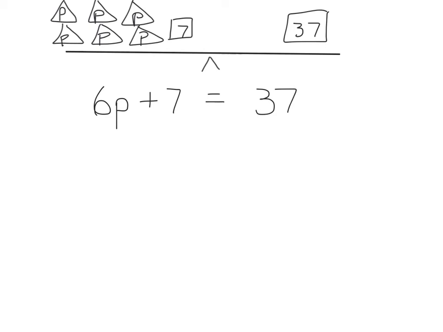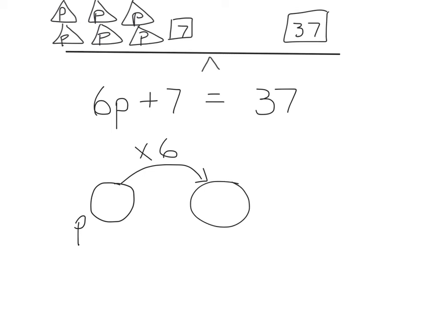Okay. With the loops, I would start off with my circle and call that my variable, P. I don't know what that is, but I know the first thing that happened was it was taken times 6. So I'm going to write times 6 here. And that gives me something. And the next thing I do is take and add 7. So I'm going to add 7. And I see that that would give me 37. So I put my answer of 37 in here.